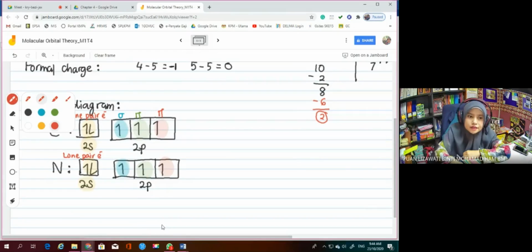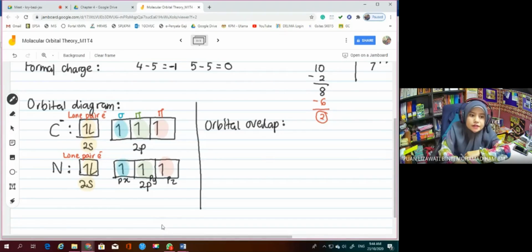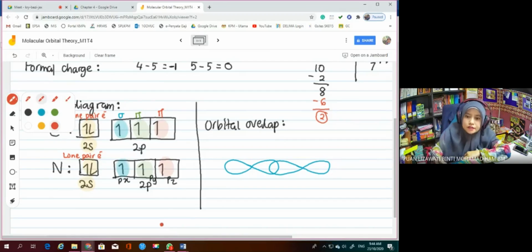Alright, so now we try to draw the orbital overlap. Okay, orbital overlap. So start with px. Px means to form the sigma. This one is for py. This one pz. Okay. Alright, so kita start dengan saya lukis ni lah. Okay, so remember bila lukis tu dia mestilah lurus lah. Okay, right, and then remember to draw the electron, spin up, spin down, and label sigma.